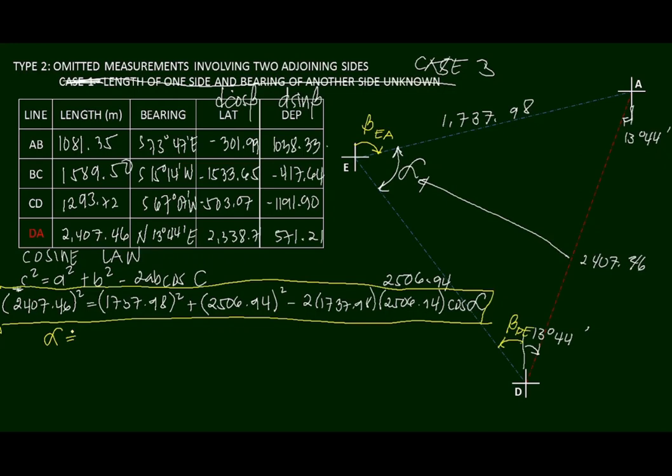So that is 2,407.46 squared, 1,737.98 squared, 2,506.94 squared divided by negative 2 times 1,737.98 times 2,506.94, shift cosine.